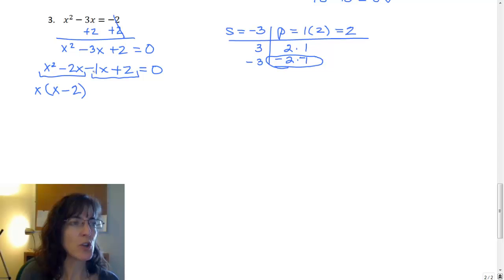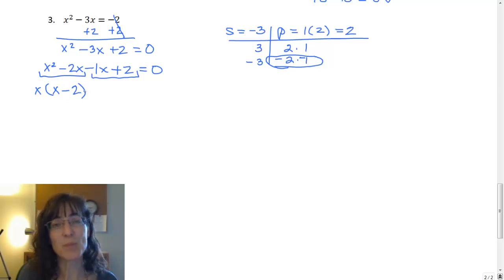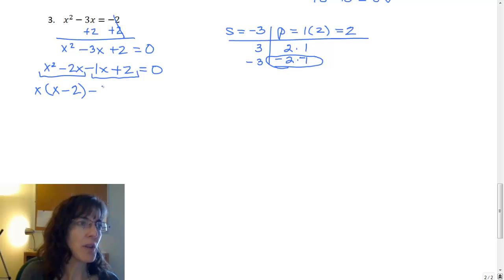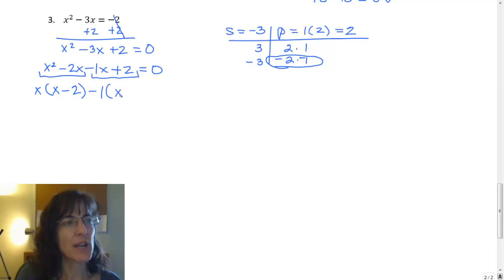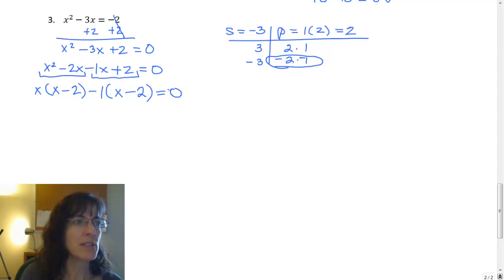Last pair of terms, I have a -1x plus 2. And I can see here, I'd really like to be able to match with an x minus 2. So maybe I can just pull out a -1. -1 times what will give me a -1x? And that'll just be an x. So -1 times x is -1x. And then -1 times what gives me a 2? Well, I know I'm going to need a 2 on there, and I'm thinking about the sign. So negative times what will give me a positive? Well, that's got to be a negative. So negative times negative is a positive, and then set to 0.